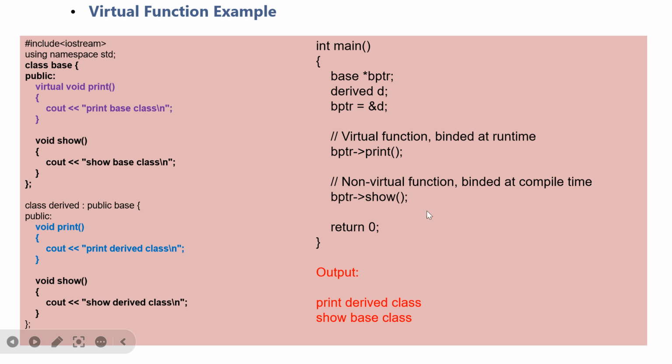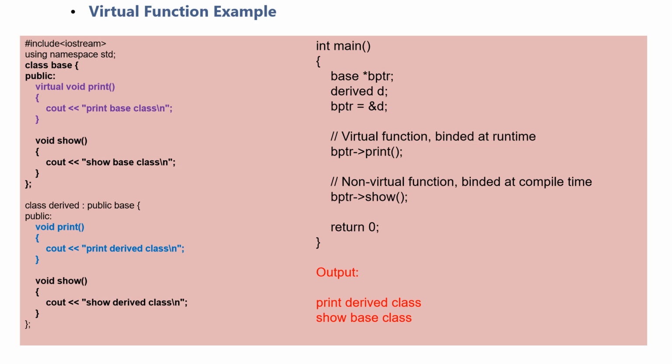So bptr show is called early binding, and bptr print is called late binding. According to this, for print we get the answer as print derived class, because of the late binding, print derived class will be executed. At the same time, bptr show is early binding, so it will execute the base class function. Finally, the program terminates with a return value of 0.